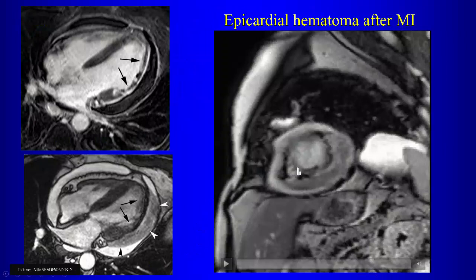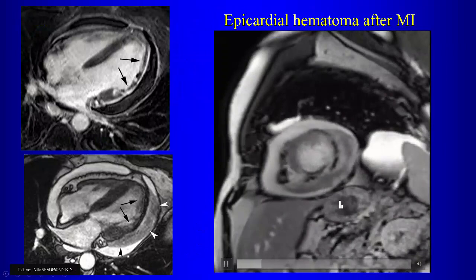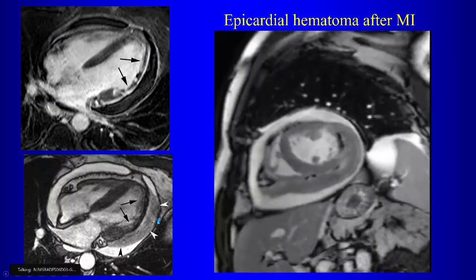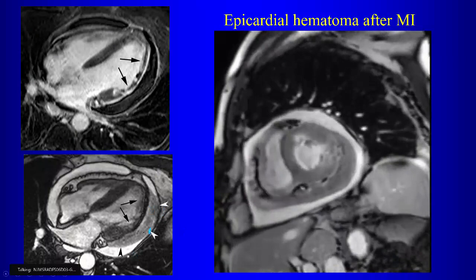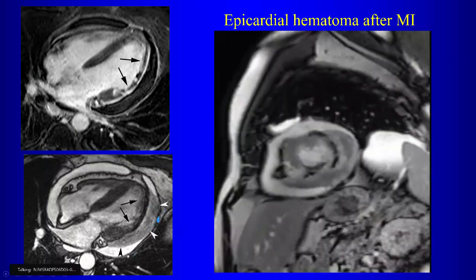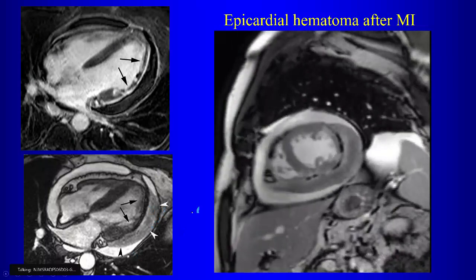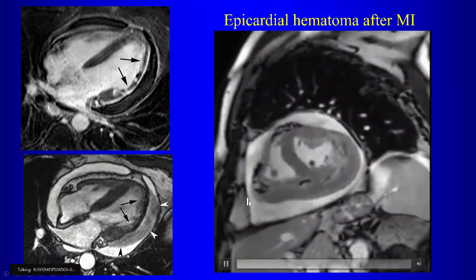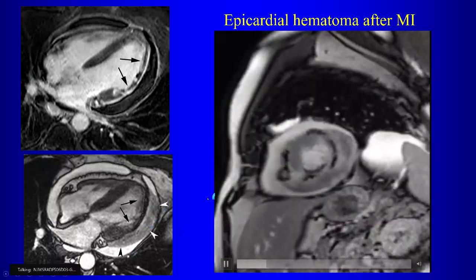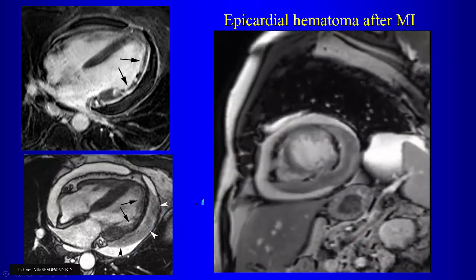So here's an example of hematoma after a myocardial infarction in this patient. There's high signal here, but there are these areas of hematoma within the pericardial fluid. So you have this kind of complex pericardial fluid collection, and in this case, it was a complication of infarct.